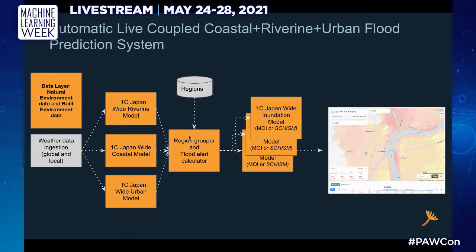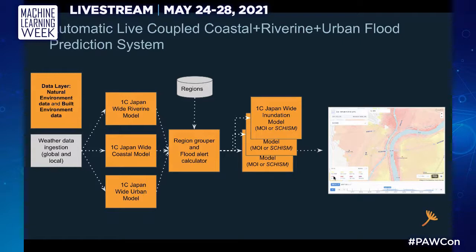When we are performing an entire large-scale model, it's important to make sure that we don't run a very high computational intensive model, such as MOE or SCHISM, in multiple regions. We make sure that we understand which regions would get alerted because there's a possibility of flood, and only run the inundation model in those specific regions.